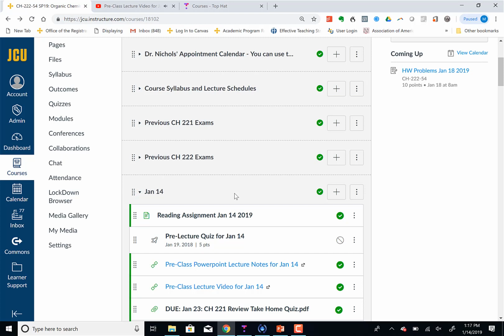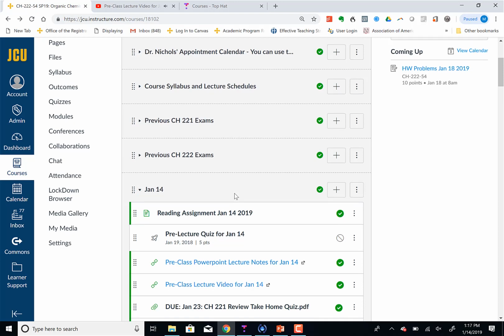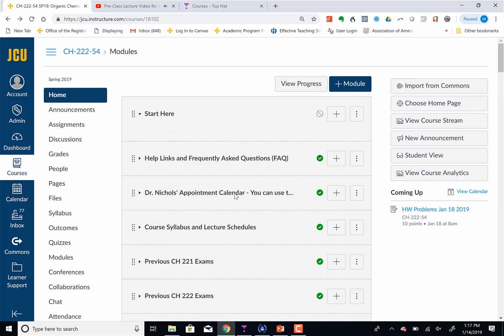All right, so that's the Canvas part. The Canvas part has the link to the videos. Canvas has the take-home quiz or take-home homework problems, and it has the reading assignments for Top Hat, and any PowerPoints, and then any practice problems. Okay, so does everybody see what's on Canvas?